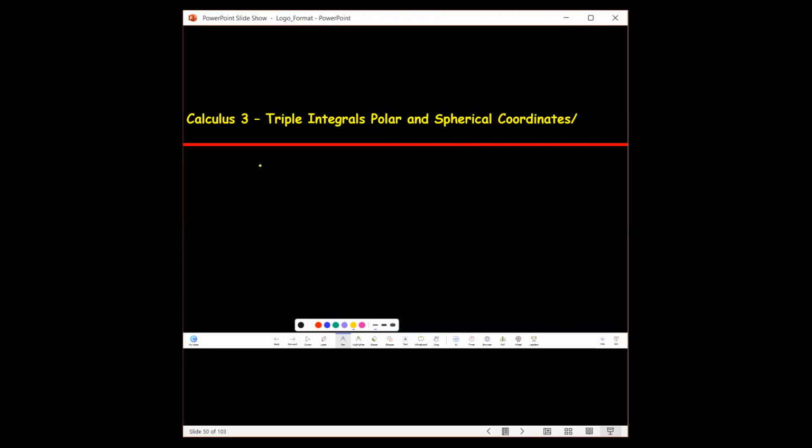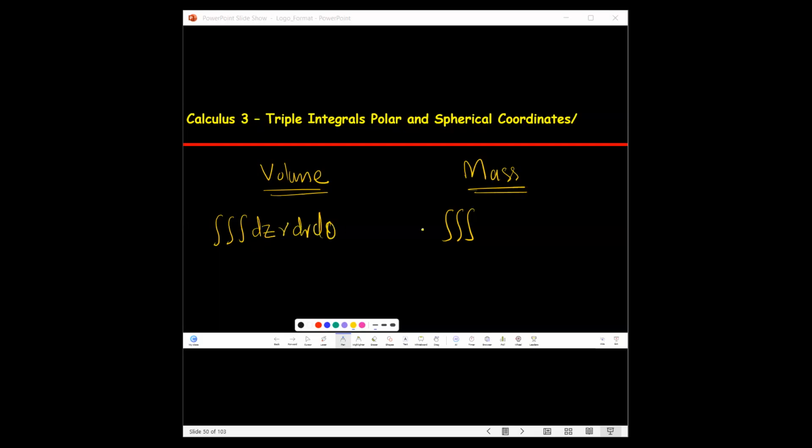So if you want to write the volume and mass in triple integrals in cylindrical coordinates, my goal is cylindrical coordinates. We always know how to write a volume in rectangular coordinates. I'm going to be writing here dz, r, dr, d theta.